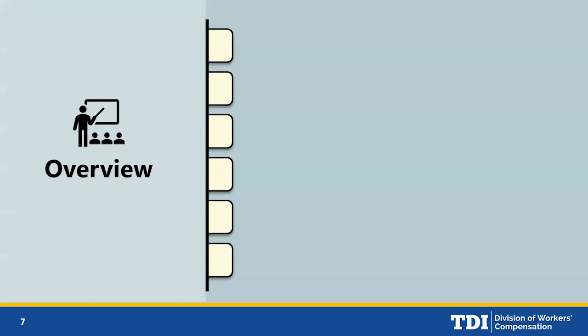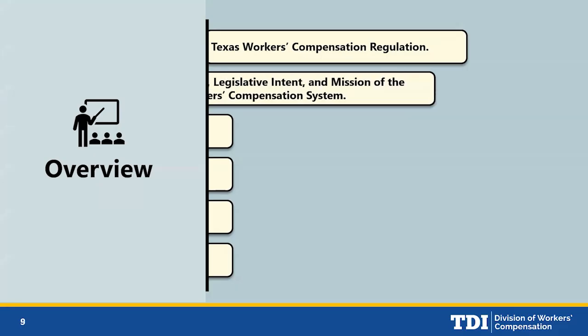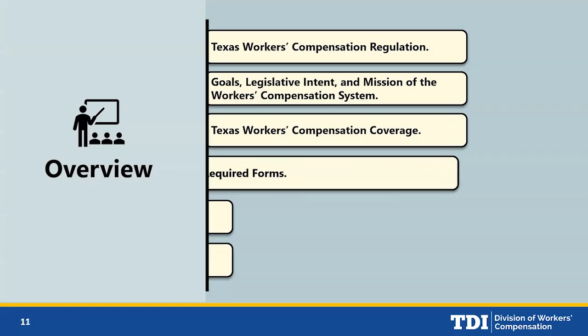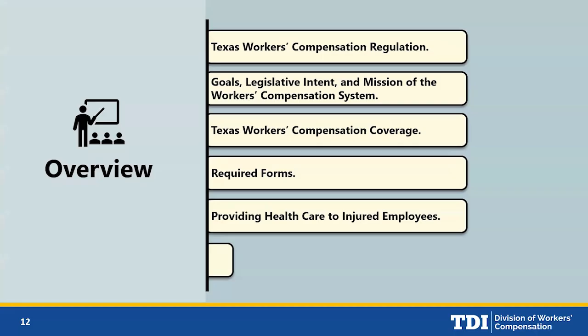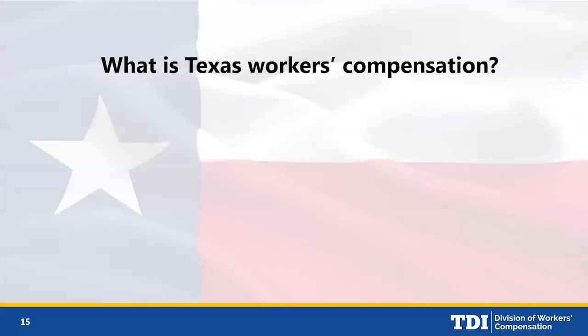An overview of the topics for today's presentation. One is that we're going to review the Texas Workers' Compensation Regulation. That's the laws and the rules that pertain to our program. The legislature sets forth goals and legislative intent and the mission for the workers' compensation system of Texas, and we'll go over that briefly. Also, employers' Texas workers' compensation coverage. We'll talk about that. The required forms, providing health care to injured employees, and official notices. Let's get started with the regulation.